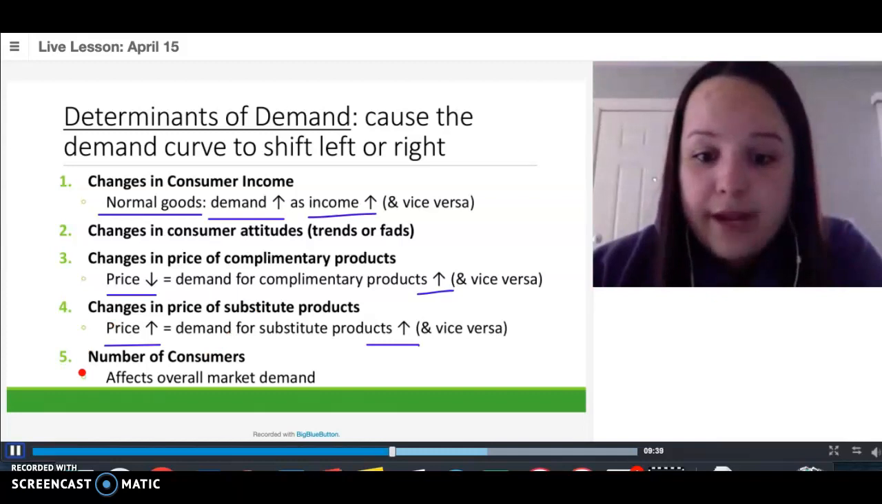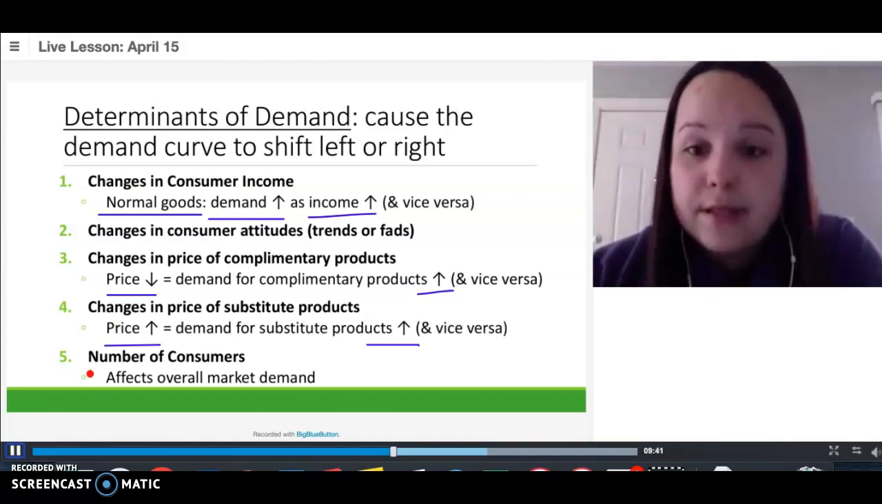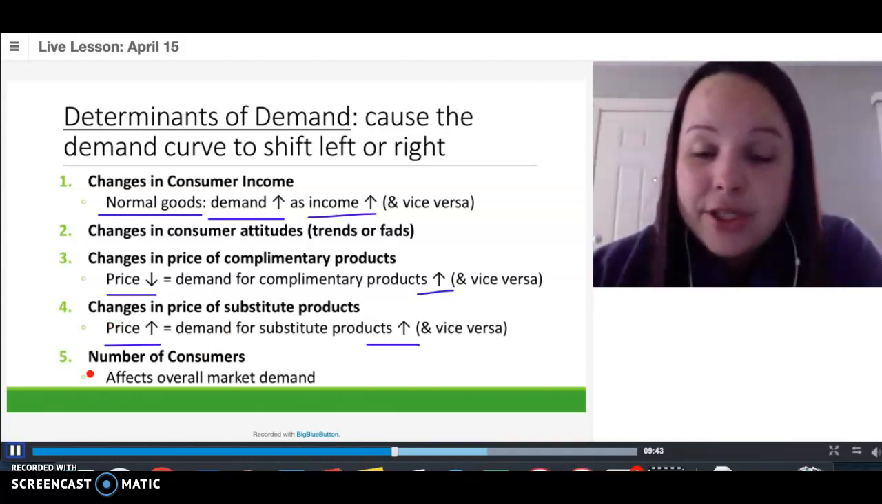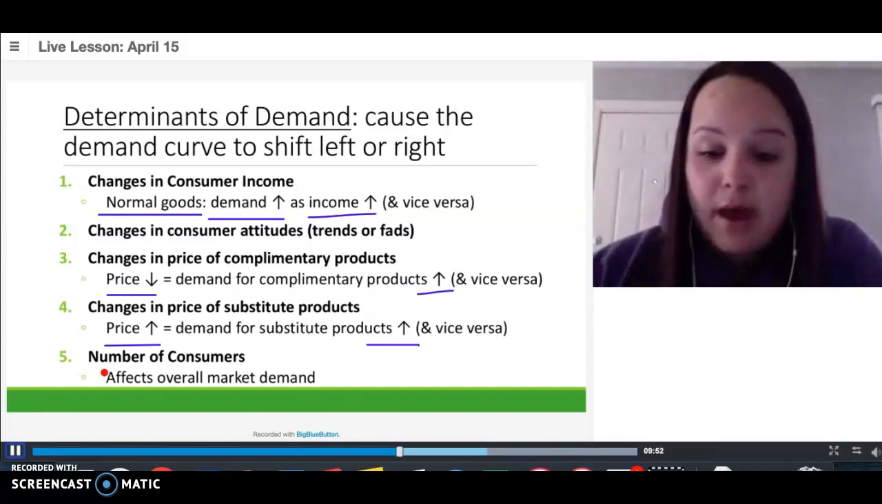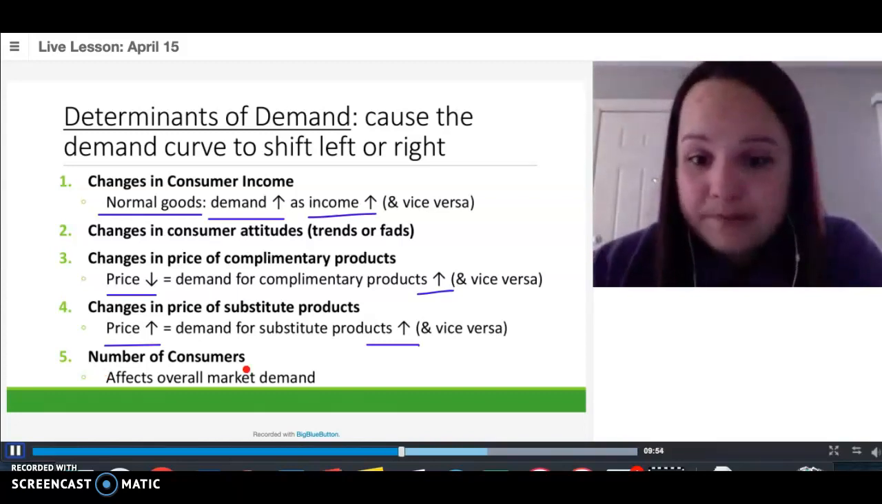And then finally, the number of consumers. This affects overall market demand. Essentially, just the number of people that are now buying products will affect the demand for a product, whether it's increasing it or decreasing it. For example, right now, think about all the high demand for hand sanitizer.